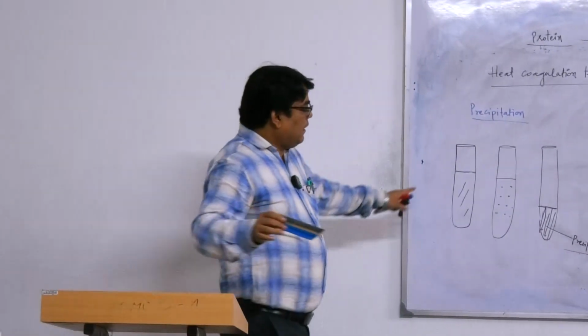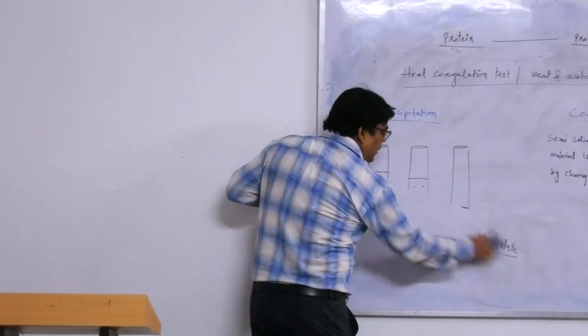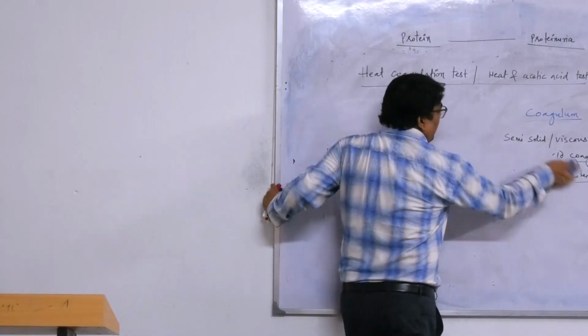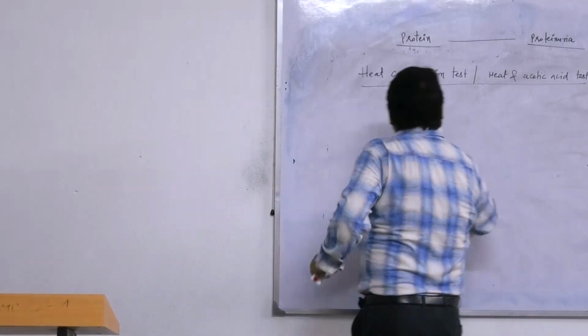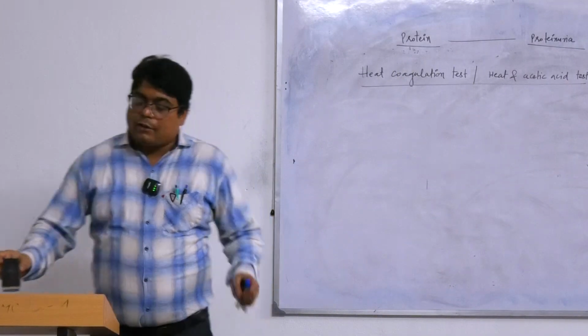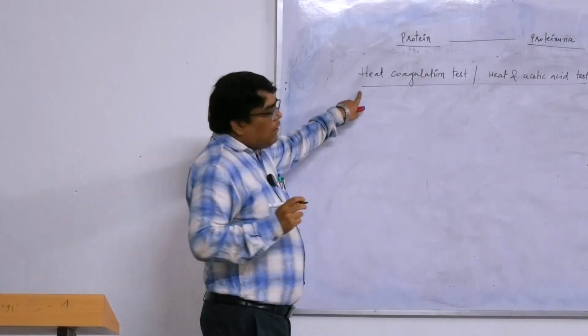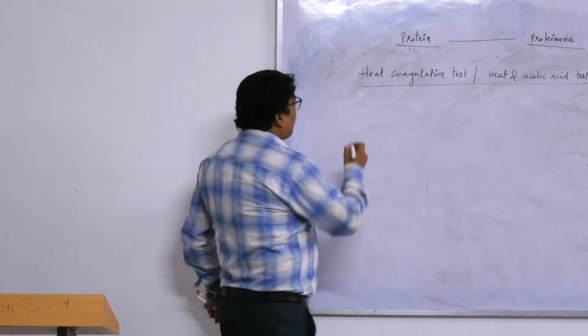Just to understand, precipitate and coagulum, these are the terms generally we use. It is the general properties of the protein. Now what is our test? Heat coagulation test. Heat coagulation test. What is the principle of this test?